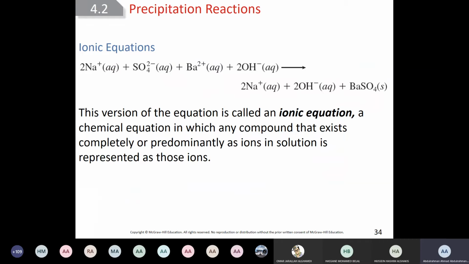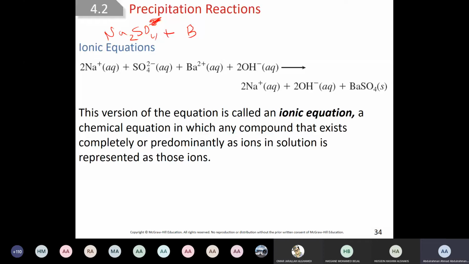If we have sodium sulfate, Na2SO4, is this soluble in water or not? Yes, it is soluble. Why? Because it has sodium.